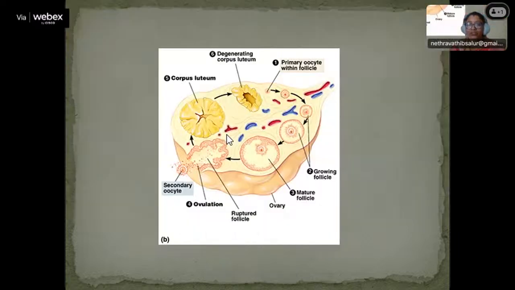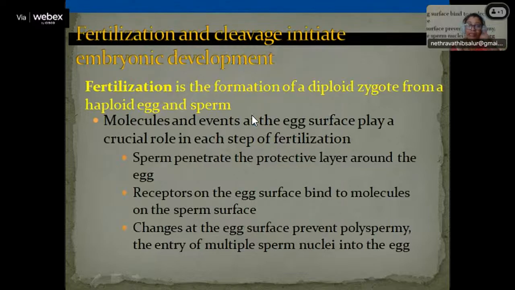So let us move on to this one diagram which I wanted to show, where you can see different stages of the follicle and how you have the formation of corpus luteum and all that. Okay. Now let us go on to the next thing. Now the egg is ready.